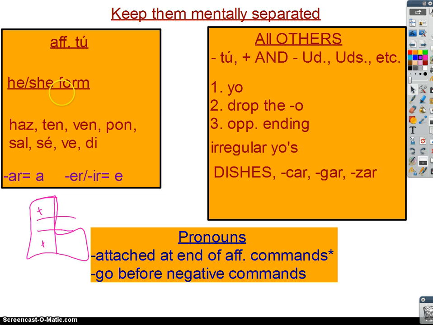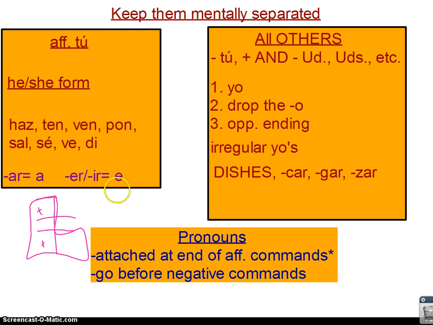Affirmative tú commands. You take the he, she form of the verb, which means AR verbs end in A, ER, IR verbs end in E, unless it's one of these 8 irregulars. Or your all other commands, negative tú, affirmative and negative usted, or ustedes commands. You take the present indicative yo. Sorry, I just used a word you're not used to, just the present tense yo. Drop the o, add the opposite ending. Be careful of these things here. Double check your notes, they have more information pertaining to these. And your third brain file, pronouns. Know where they go.